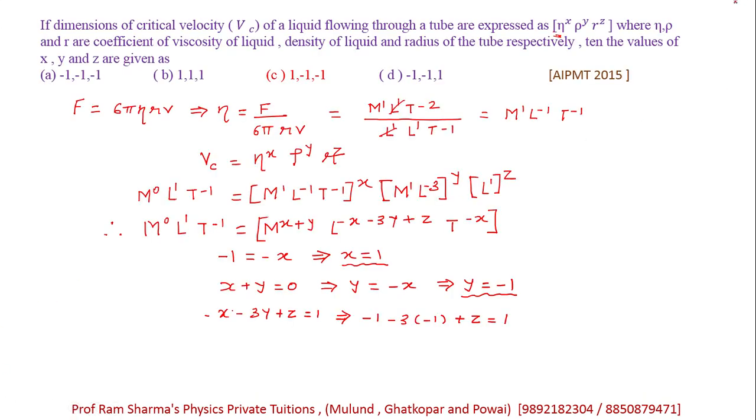So this is what we were talking about. This is minus 1 minus 3 into minus 1 plus z equal to 1. So this turns out to be minus 1 plus 3, so that is 2. 2 plus z equal to 1. So z is equal to minus 1. So finally we got all the answers. x is equal to 1, y is equal to minus 1, and z is equal to minus 1. So the correct answer is C, right?